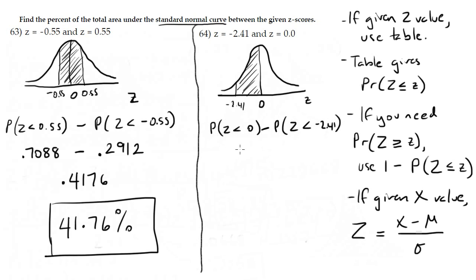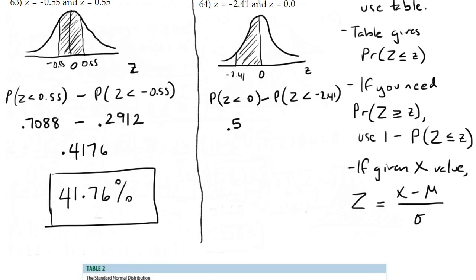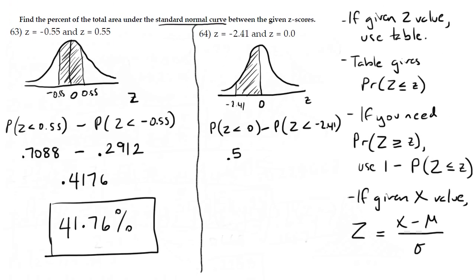Now I know the probability that z is less than 0. This normal curve is symmetric. So the probability that z is less than 0 is going to be 0.5 all day. And I know that. I can look at the table and get that. 0.5 all day. 0.50000. Half of the curve is below 0. Half of the curve is above 0.